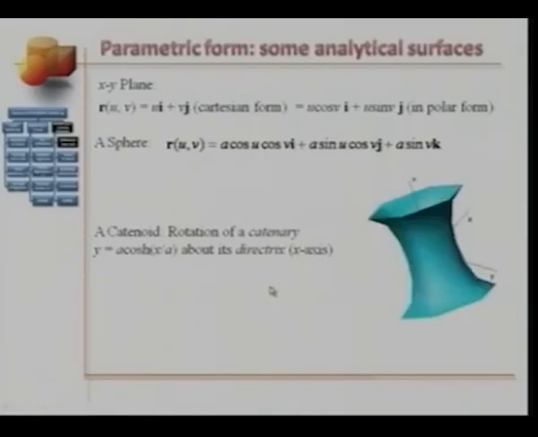This is how a catenoid would look, whose equation in parametric form is given by r of u and v equals u times i plus a hyperbolic cosine of u over a times cosine of v times j plus a times hyperbolic cosine of u over a times sine v times k. Likewise, you can construct many other parametric forms of different surface patches, whether analytic or freeform.